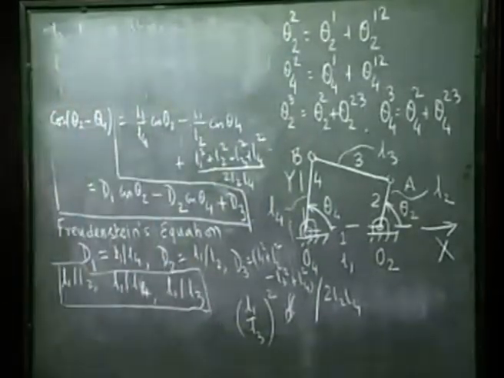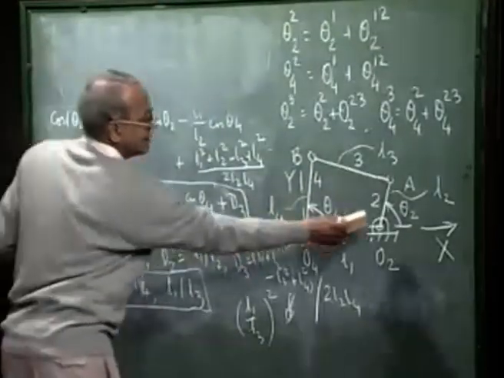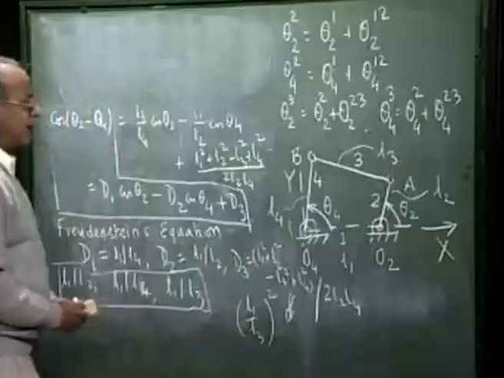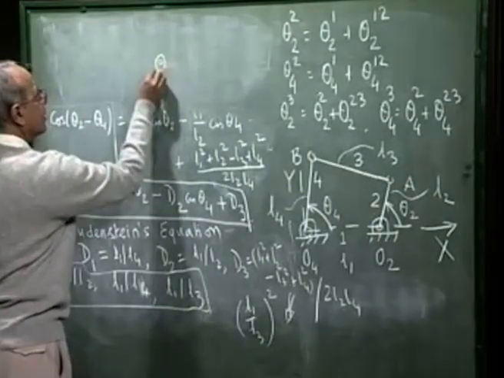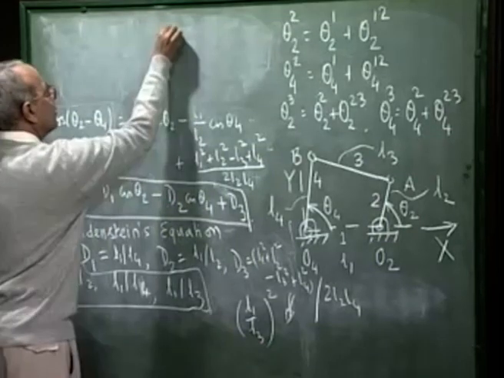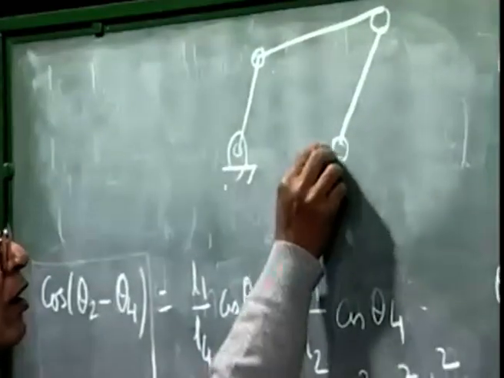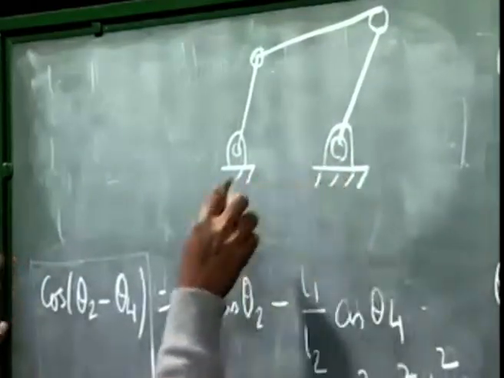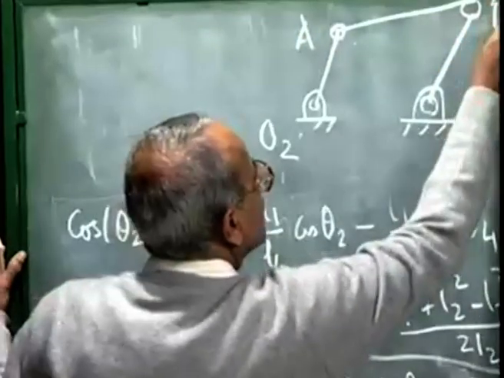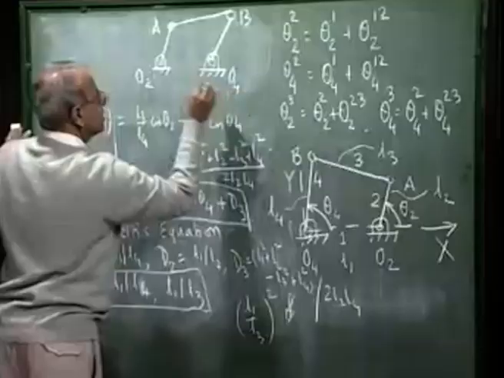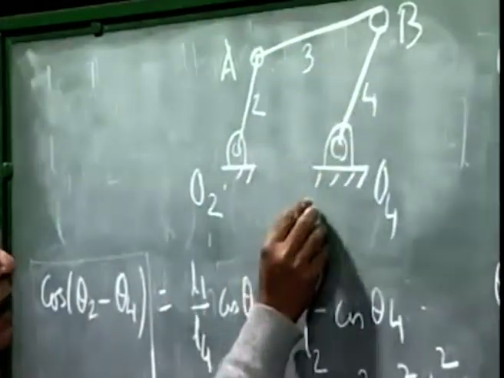I would also like to say that sometimes maybe the input link is on the left hand side and the output link is on the right hand side. That means the 4-bar linkage may be in this configuration. This is input link, this is the coupler, this is the output link, and this is the fixed link.